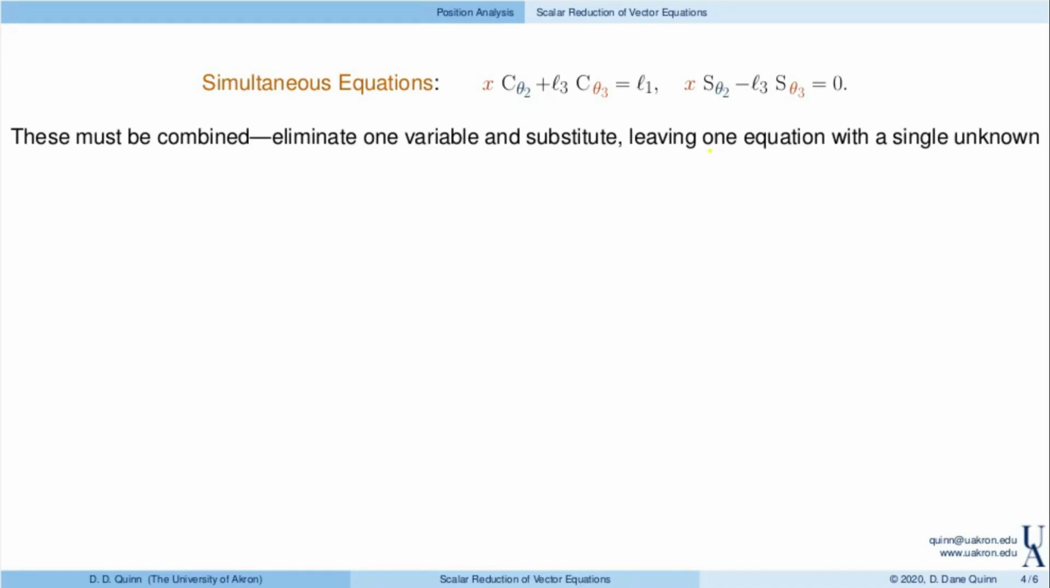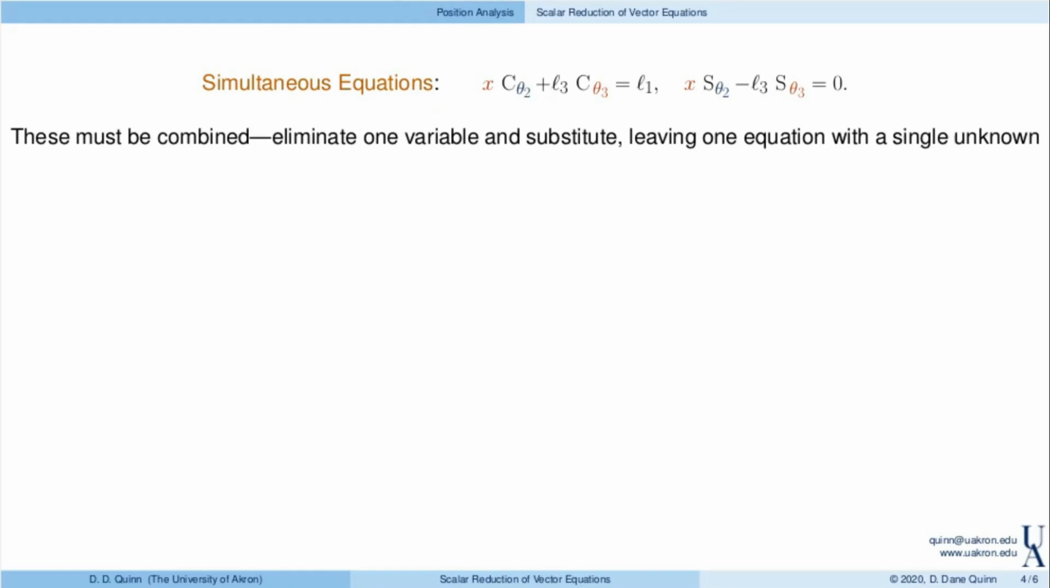These are combined. So we must eliminate one variable and substitute it into the other equation, leaving a single equation with a single unknown, which can then be solved. So I'm actually not going to solve these, but I do want to get down to those single equations and single unknowns that can be solved. The solving of them is just algebra. We've done similar things in the past, and really what I'm focusing on today is just getting down to a single equation that we can solve for a single unknown.